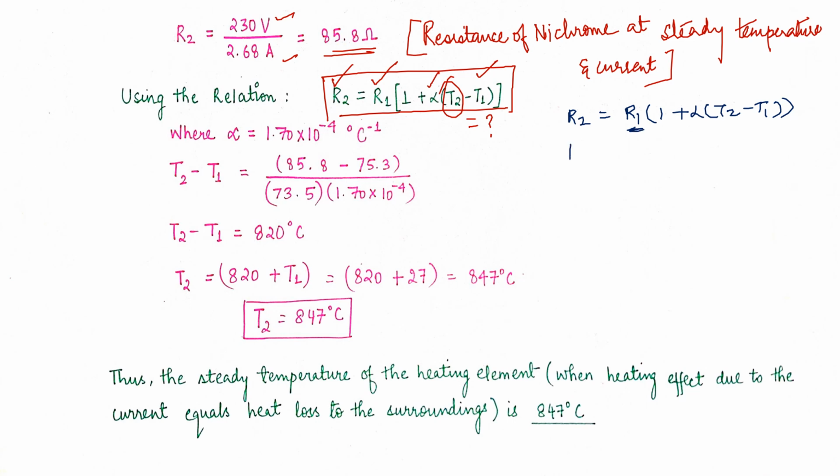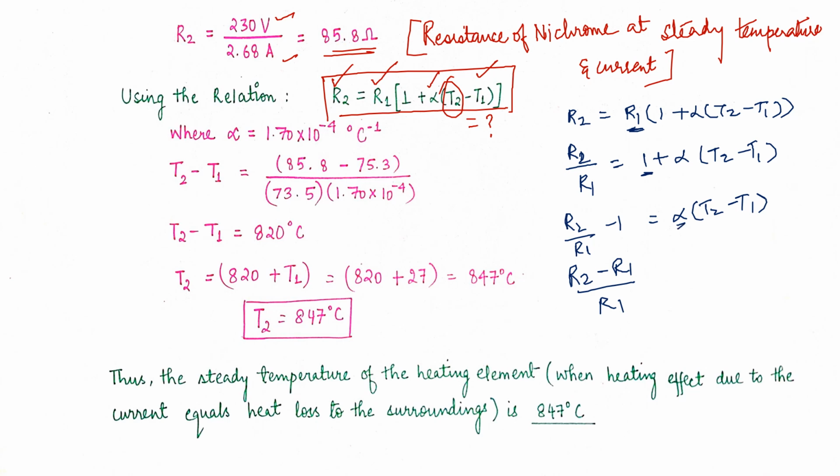First of all, R1 is here in multiplication, so it will become R2 upon R1 equals 1 plus alpha into T2 minus T1. Then the 1 is here in addition, so it will become minus 1, giving R2 upon R1 minus 1 equals alpha into T2 minus T1. Solving this gives R2 minus R1 divided by R1. Alpha is in multiplication here, so it becomes division on the other side, giving T2 minus T1. So the formula used is T2 minus T1 equals R2 minus R1 upon alpha into R1.